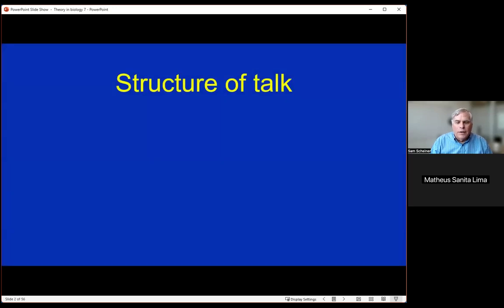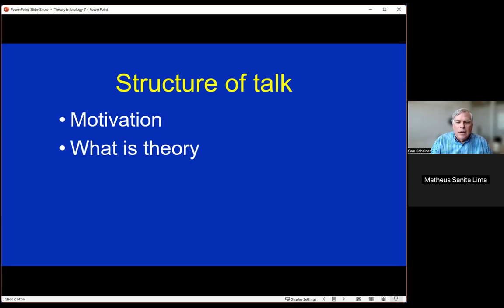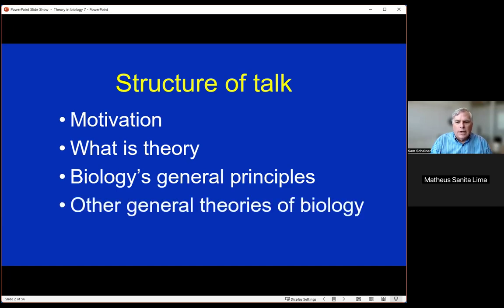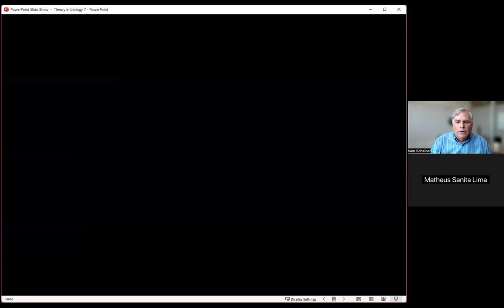So in terms of how the talk is structured, I'm going to start out with a little bit about the motivation, where all this came from, and then a bit about what theory is, because often as scientists, we work with theories all the time, but we don't often think about what theory is as theory. Then we'll delve into the theory of biology and its general principles, and then a little bit about what other general theories there are in biology.